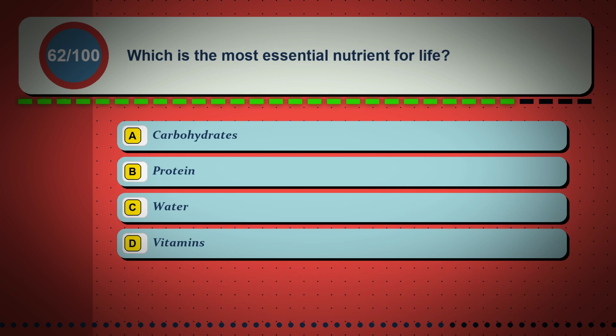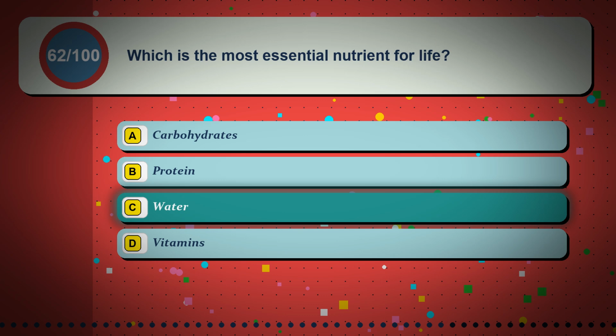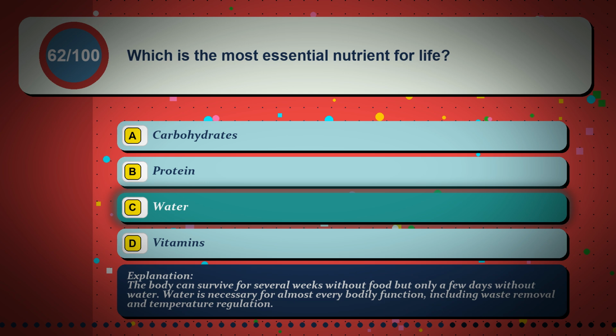Question 62. Which is the most essential nutrient for life? Option A. Carbohydrates. Option B. Protein. Option C. Water. Option D. Vitamins. The correct answer is option C. Water. The body can survive for several weeks without food but only a few days without water. Water is necessary for almost every bodily function, including waste removal and temperature regulation.